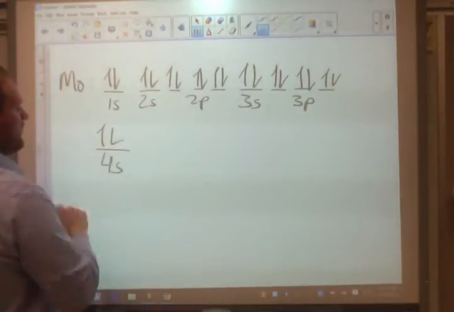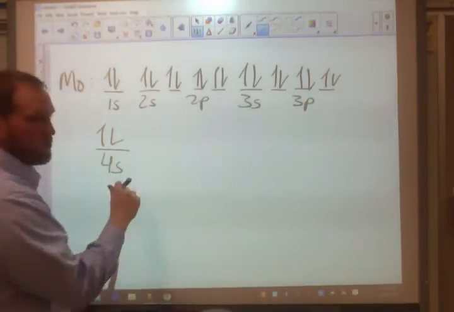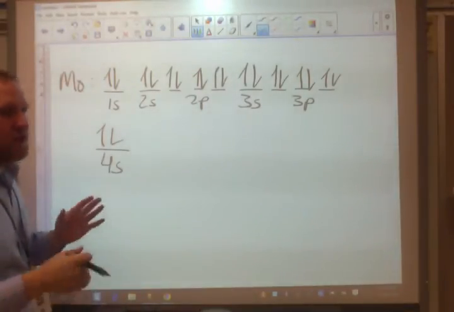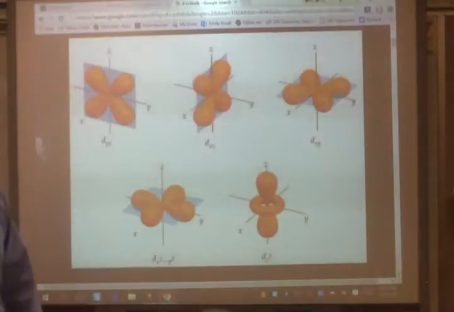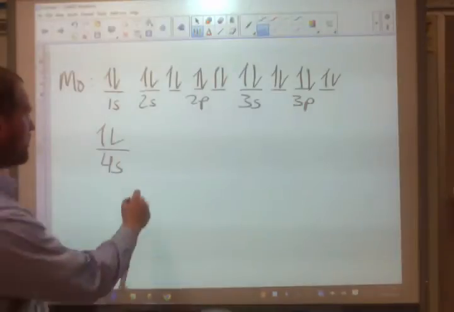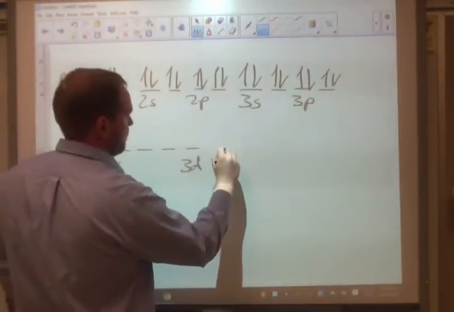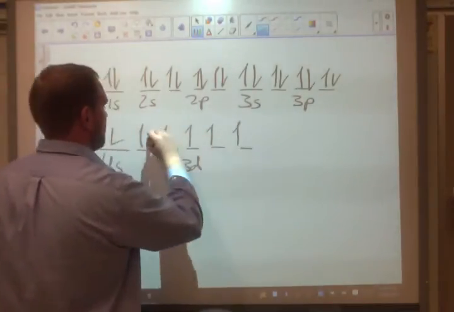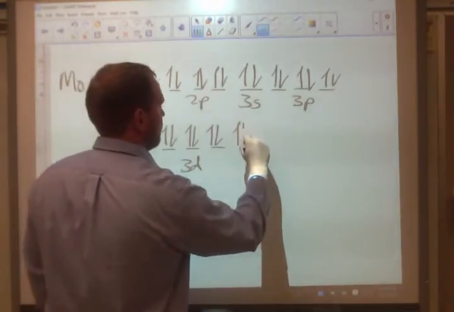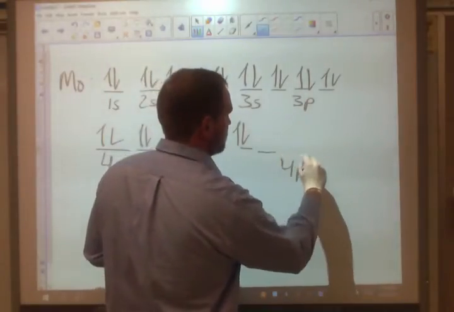4s is going to be filled, and now it's the first level of D. So 10 electrons make up the D. So we're going to make that 5 separate orbitals, because remember, that's what they look like. It's 5 orbitals. So we drop down a number and say 3D with 1, 2, 3, 4, 5 lines. Okay, after 3D comes 4P. 1, 2, 3.